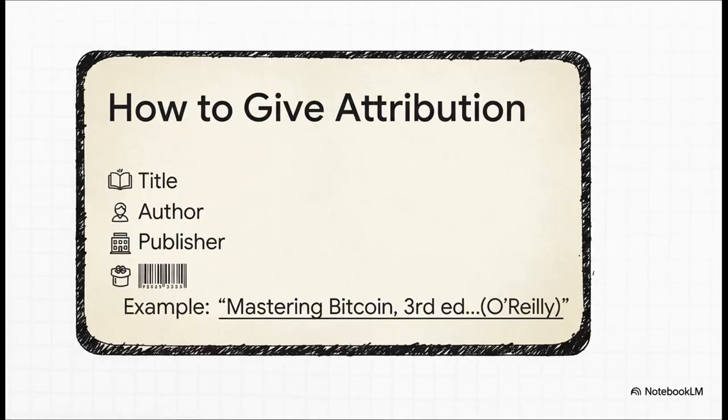So if you do decide to give attribution, here's all it takes. It's super simple. Just the title, author, publisher, and the ISBN. The slide shows you a perfect example. It's a really quick, professional way to give a little nod to the source.